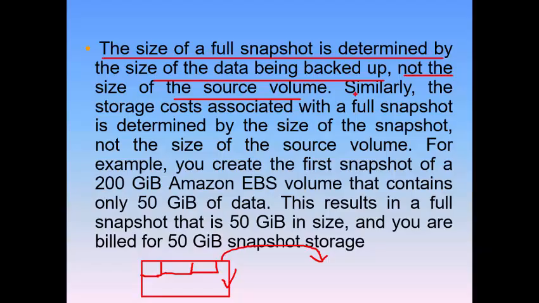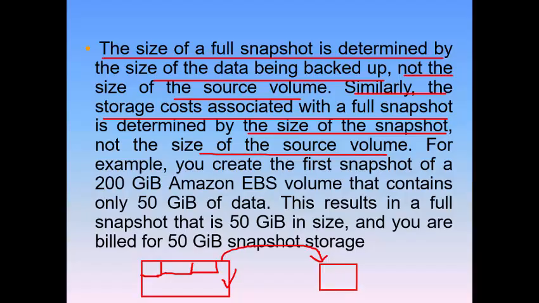Similarly, the storage cost associated with the full snapshot is determined by the size of the snapshot, not by the source volume. Same thing. Naturally, when the snapshot size is 500 GB, not 1 TB, the cost will be for 500 GB. For example, you create a snapshot of 200 gigs and the EBS volume is 50 gigs.